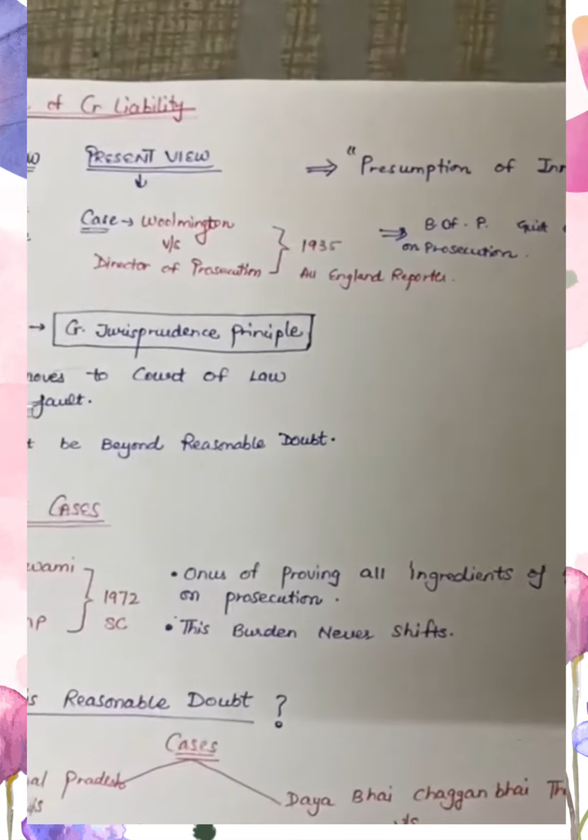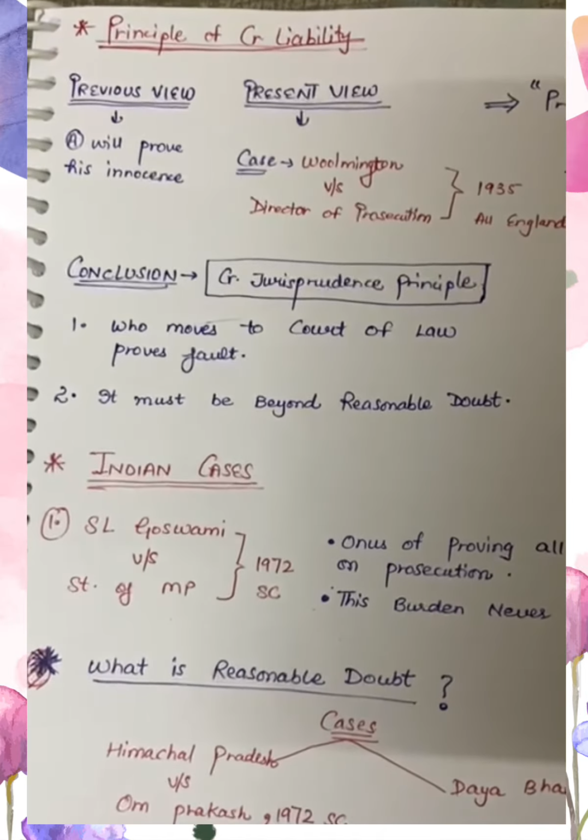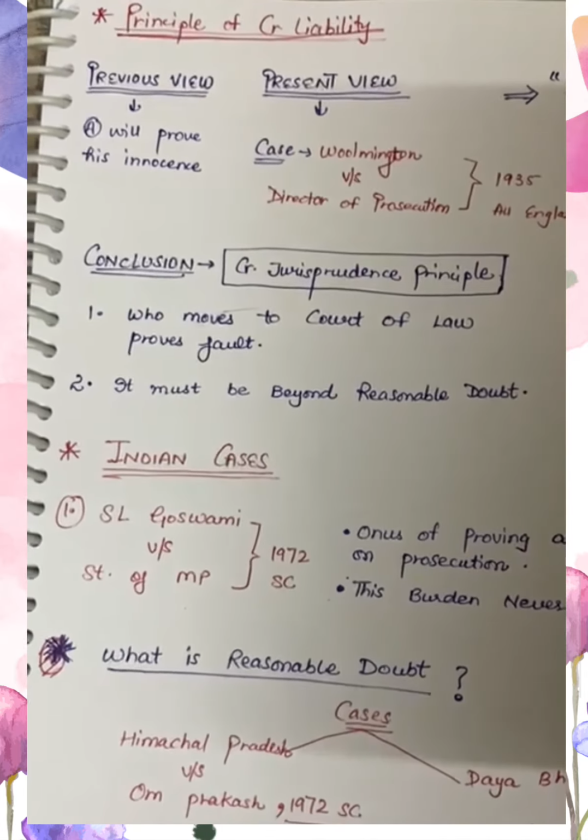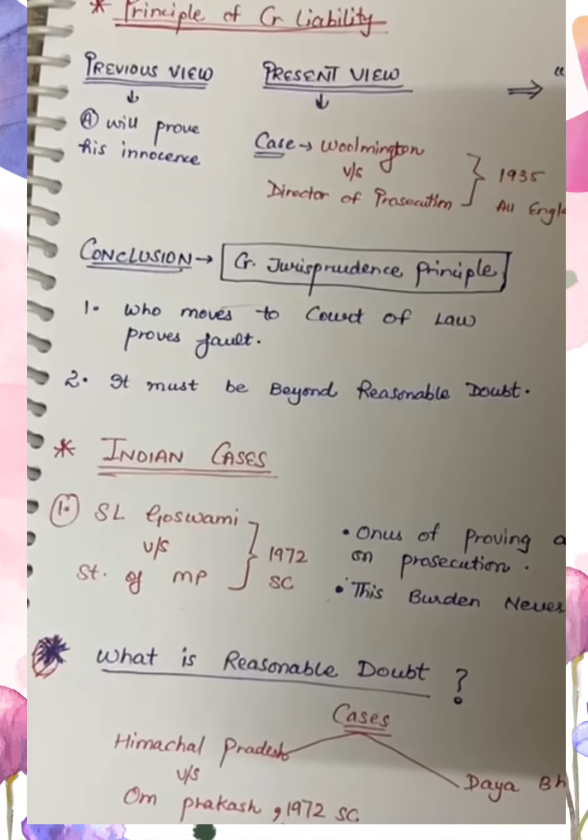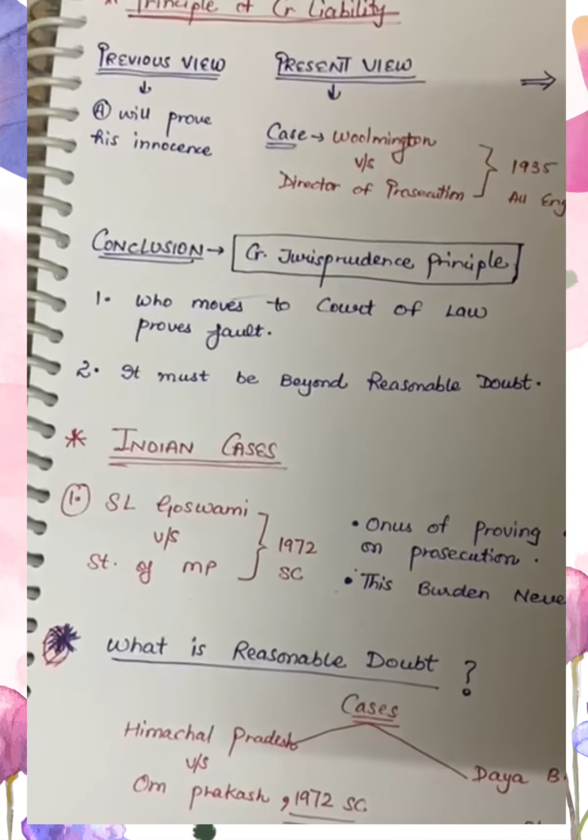So the conclusion of the criminal jurisprudence principle is that whoever moves to the court of law, that person proves the guilt of the accused, and it must be proved beyond reasonable doubt.